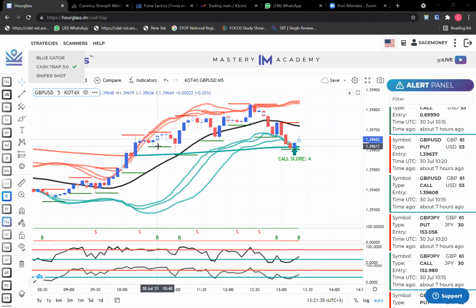As you can see, the green horizontal lines down there are called your supports or your floors. I like to call them supports. You understand?